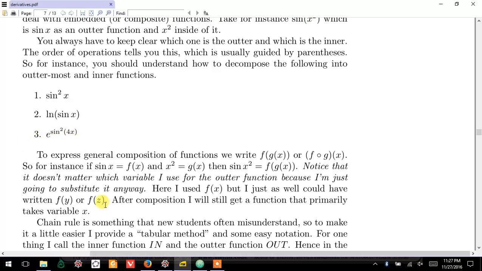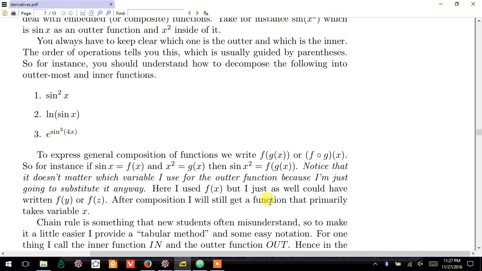Sometimes you will have many ways of decomposing a function into inner and outer functions, and typically what you really want is to identify the outermost function. So the first way that I discussed is the way that you want to think about things for the purposes of the chain rule. So here we would regard this as the outer function being e to the x and the inner function being sine squared 4x.